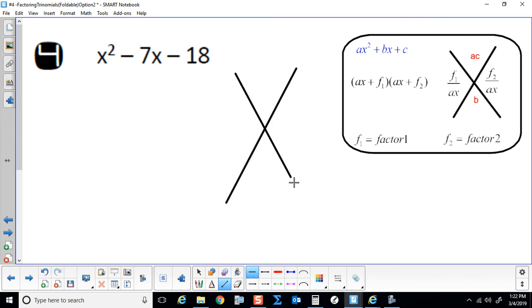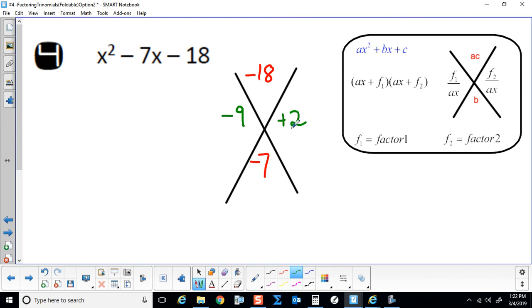Let's start with an x. A times c, 1 times negative 18 is negative 18. B is negative 7. What two factors of 18 add to give you negative 7? So negative 9 and plus 2 multiply to negative 18 and add to negative 7, divided by ax, which is just x. So my factors are x minus 9 and x plus 2.